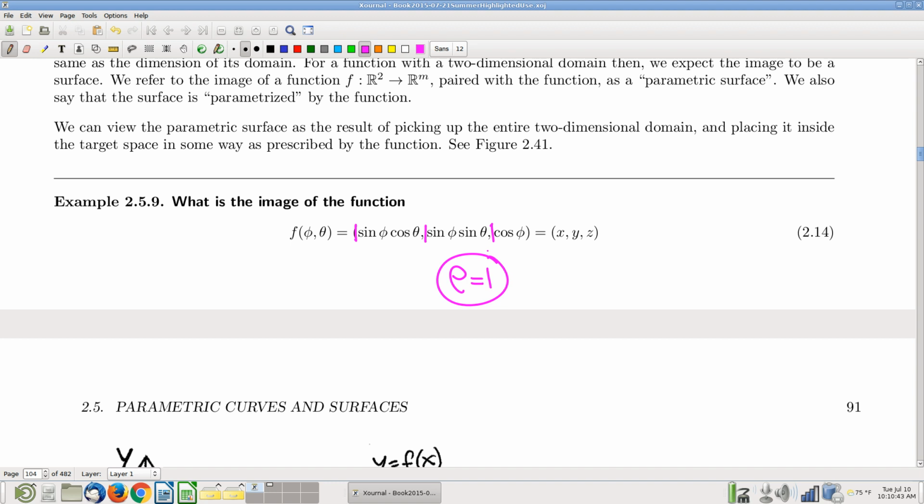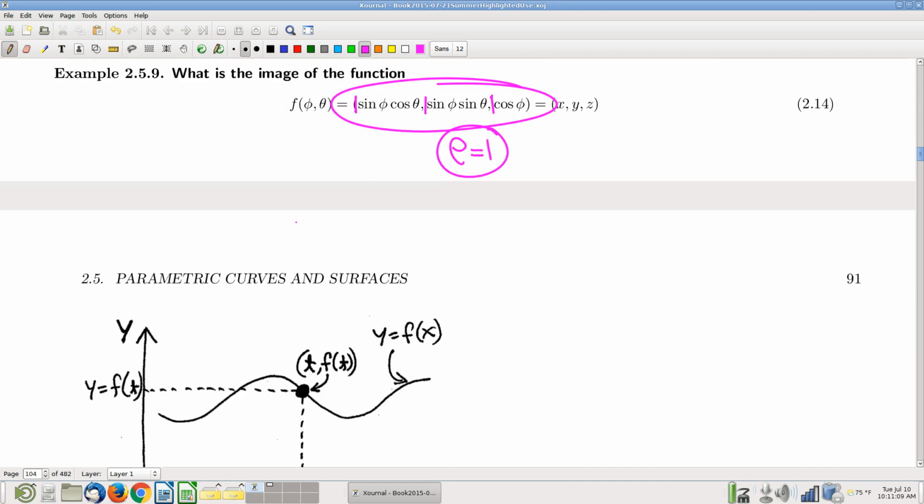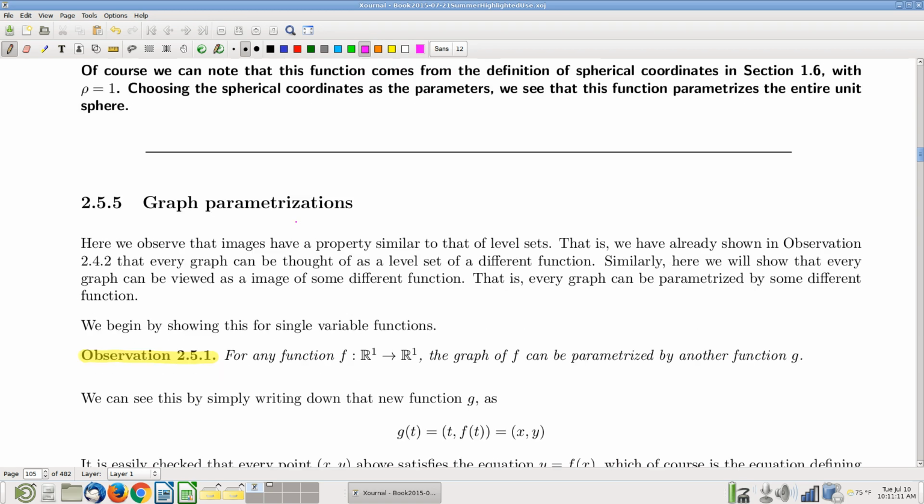So with rho equals 1, this is exactly the formula for spherical coordinates. What we have here is a bunch of points that satisfy the equation rho equals 1. This is a bunch of points on the unit sphere, with the equation rho equals 1. And you can persuade yourself without too much trouble, thinking in terms of spherical coordinates, that phi and theta can be any values. And so, in fact, this parameterizes the entire unit sphere.